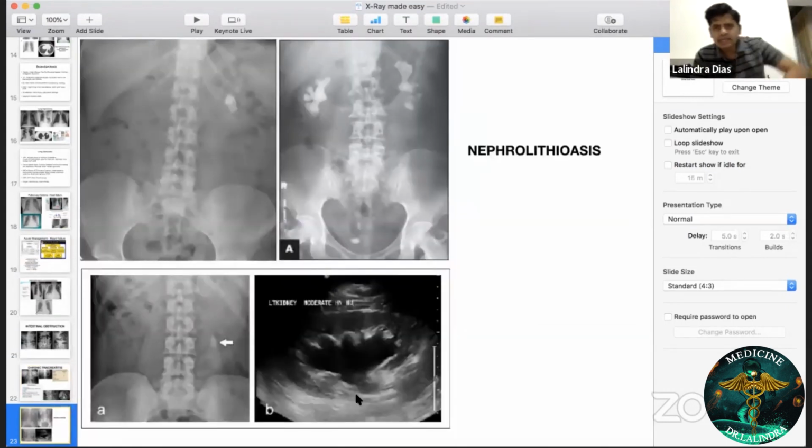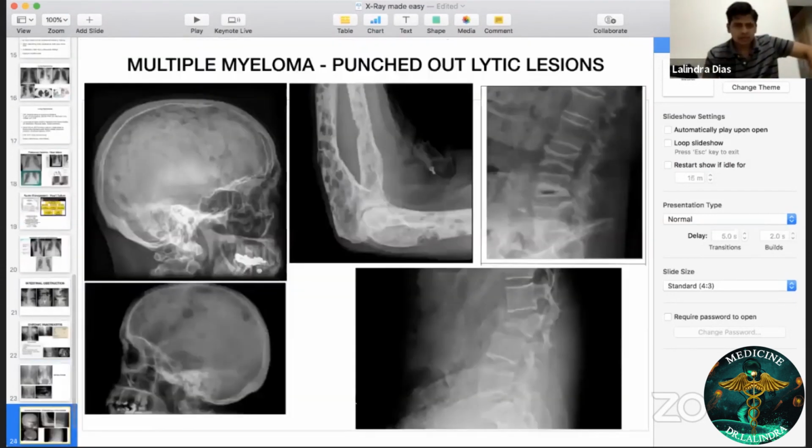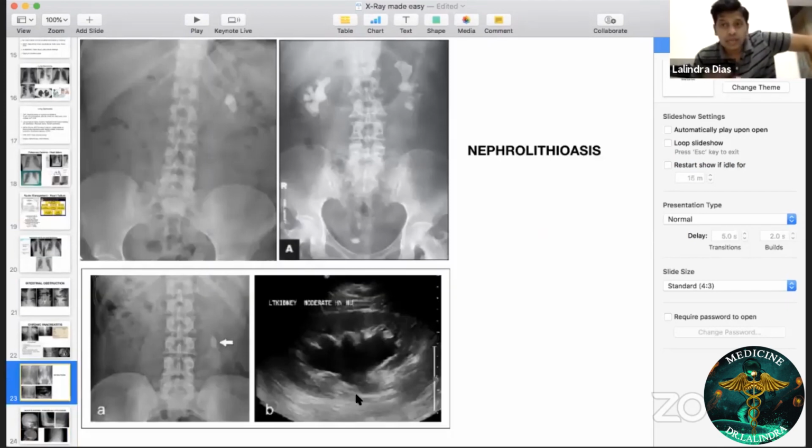Right. Next, X-ray abdomen. The last slide. Yes, the last. Oh no, a few more slides. Sorry, because I updated this. So this is another X-ray abdomen. This X-ray abdomen we have done for almost 1.5 hours now. It's okay.